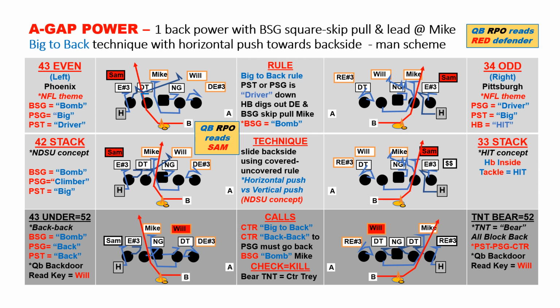We all need to block back in man principle, so we simply use a back call, and pass it all the way from the center to the tackle. The backside guard still pulls and bomb blocks on the Mike, but now the quarterback will read the Will as the conflict defender. You can see our theme is NFL now, Phoenix to the left and Pittsburgh to the right.